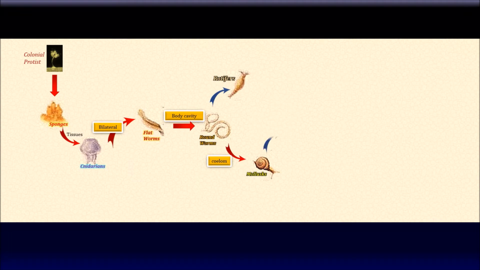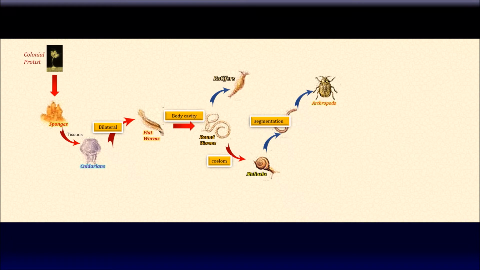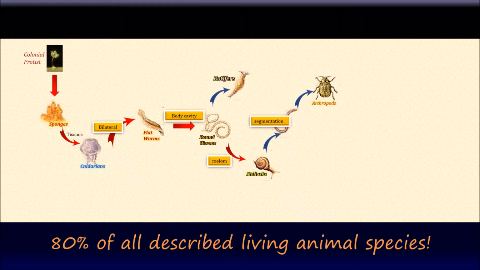And then some evolved segmentation. Yes, the earthworm indeed is definitely more complicated than the snail. It has a vascular system and everything. And this gave rise to the arthropods, that is, segmented living things with the exoskeleton, the most successful, at least in terms of number of species, among all living things.